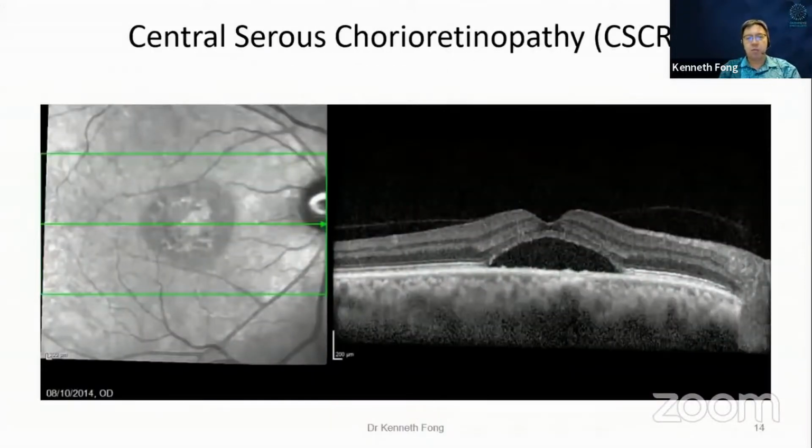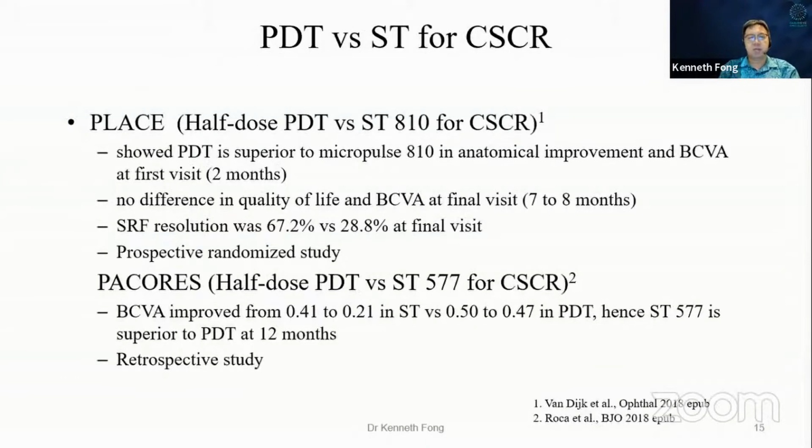CSR is also a very common topic that we are seeing, and I think we'll have some cases presented on that. I think Dr. Lee Tae-woo is here, and he'll be able to share further on the PACORE study that he and his team have published. One common discussion is about the PLAY study, which was conducted in Europe, where they showed that PDT was superior to subthreshold micropulse 810 nanometer laser. But our argument is that the wavelength chosen is not something that we would recommend. Most places are using the 532 or 577 nanometer laser, and we believe the wavelength is important.